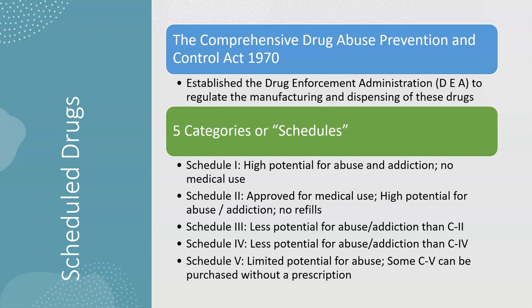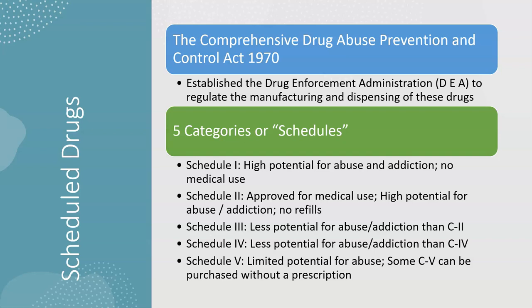Now, Schedule 3 has less potential for abuse and addiction than Schedule 2. That would be like Tylenol number 3. It would be things like anabolic steroids. Testosterone falls into that group. Marinol. Then we have Schedule 4s. We're going less and less down that abuse and addiction potential, so Schedule 4 has less potential. That's your benzodiazepines. That's Ambien. That's Valium. Those types of drugs.